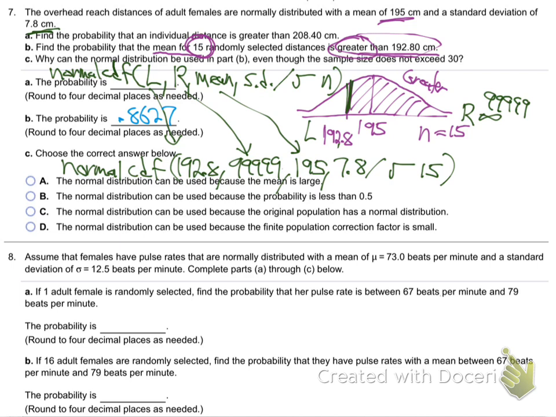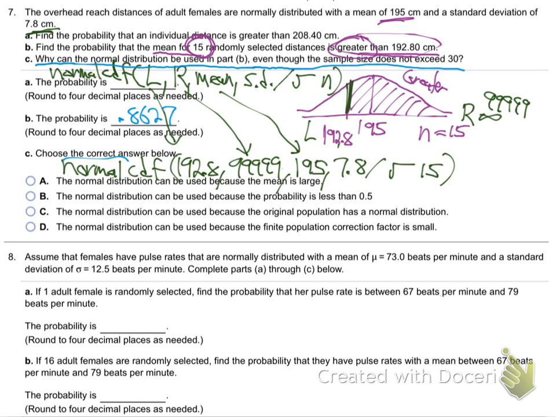Now it says choose the correct answer below about this question. Why can the normal distribution be used in part B, even though the sample size does not exceed 30? Yeah, we had a rule. If you pay close attention to the lecture notes, I'm not sure everybody did that. That's okay.